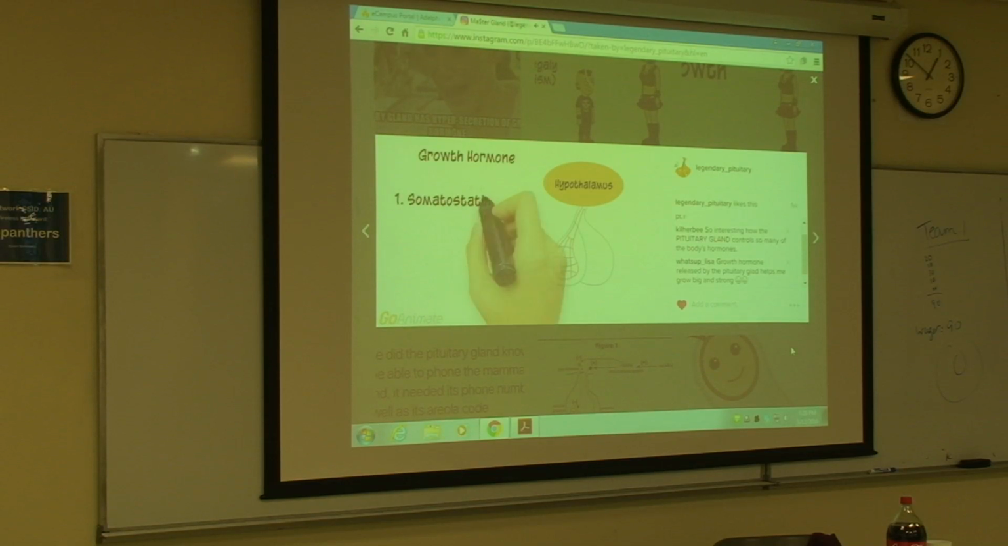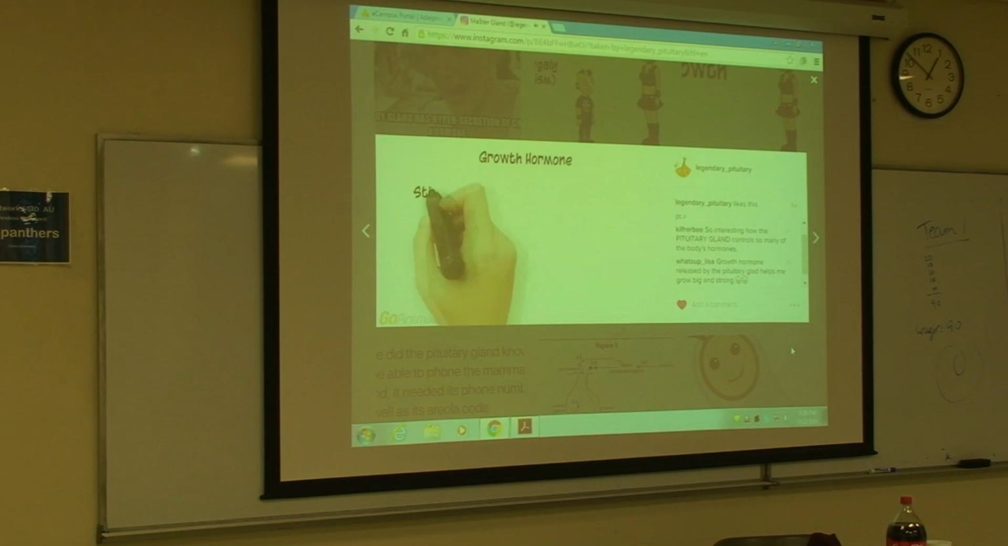Another hypothalamic releasing hormone, somatostatin, has the opposite effect. Somatostatin inhibits the secretion of growth hormone by the anterior pituitary. Both growth hormone releasing hormone and somatostatin work to regulate the release of growth hormone. Growth hormone stimulates mitosis and differentiation of cells, which results in growth.